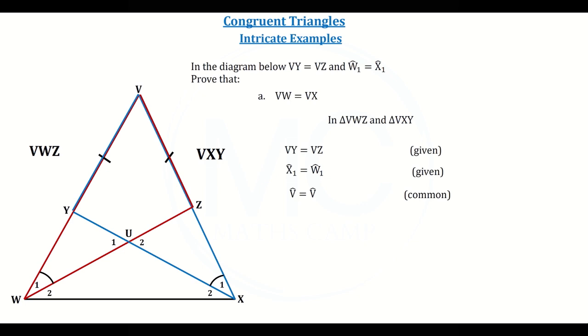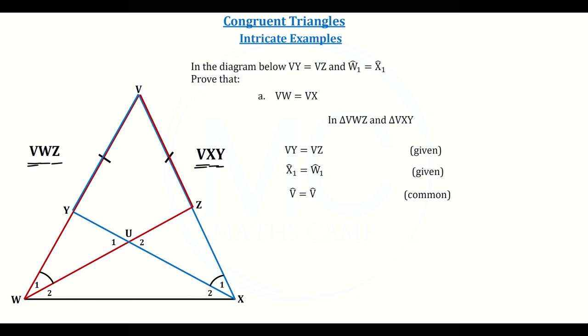So let's double check that these are corresponding angles and sides. V is the first letter in VWZ and in VXY. So V is a corresponding angle in both triangles. W is the second letter in VWZ and X is the second letter in VXY. So W and X are corresponding angles. Finally, V and Z are the first and third letters in triangle VWZ. V and Y are the first and third letters in triangle VXY. So these are corresponding sides.